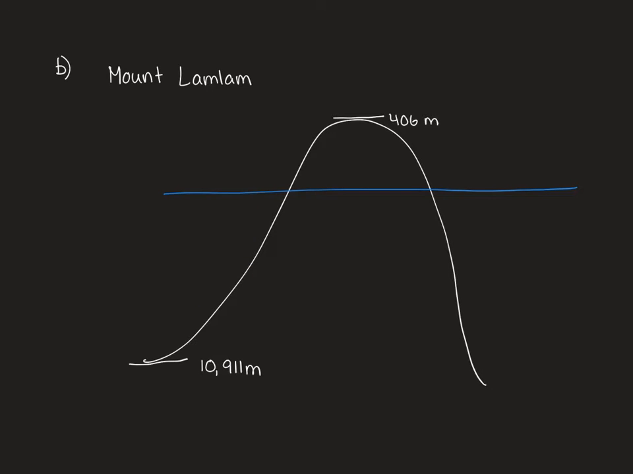Part B tells you about Mount Lam Lam. And so Mount Lam Lam is the tallest mountain in the world from below sea level, if you go to its very base at the bottom, which would be under the ocean floor. And so the top is 406 meters above sea level, so above the blue line, and the bottom is 10,911 meters below sea level, so below the blue line. So they're asking you to calculate how tall is this mountain all together, from the very top to the very bottom.